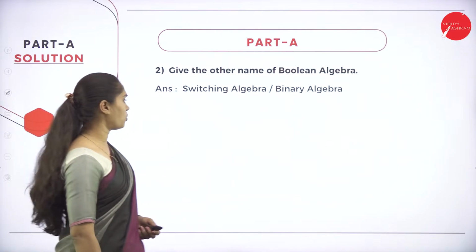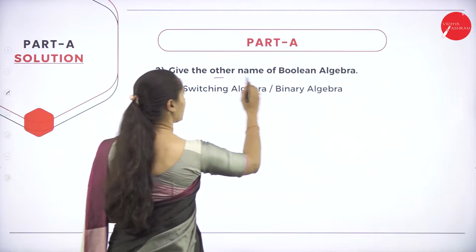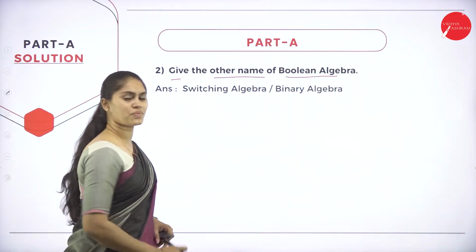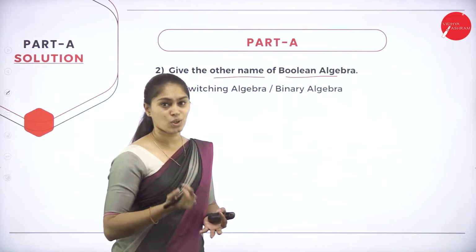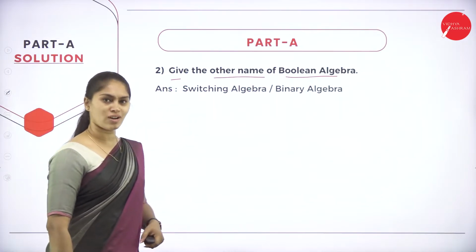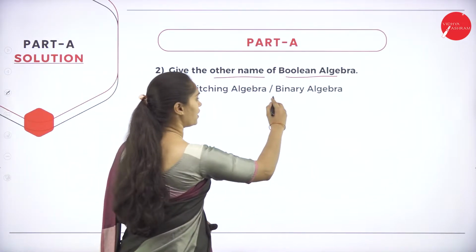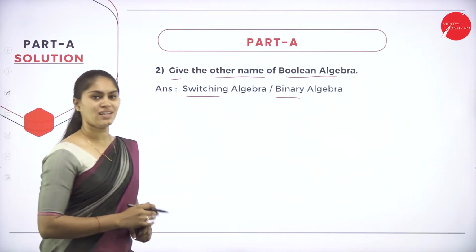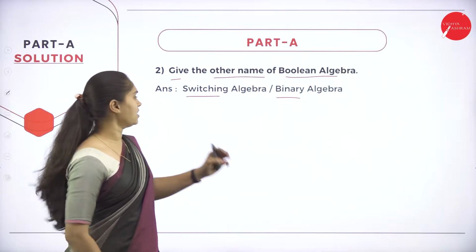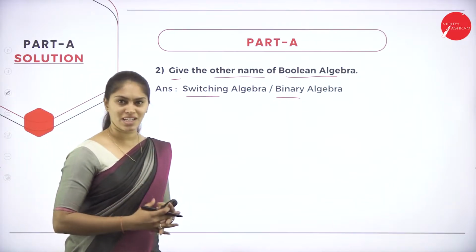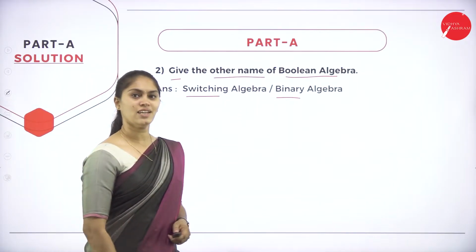We'll move to the second question, that is, give the other name of Boolean algebra. What does Boolean algebra deal with? It deals with zeros and ones. So we can also call Boolean algebra a binary algebra, and it can also be considered a switching algebra. What is the right answer then? It is considered as switching algebra or binary algebra.